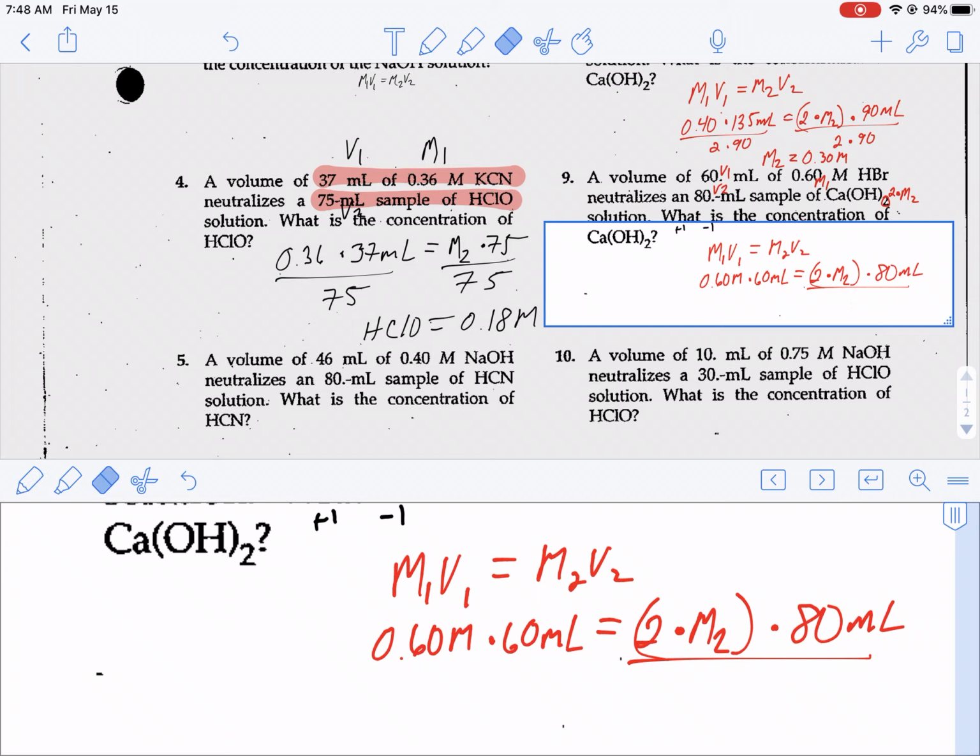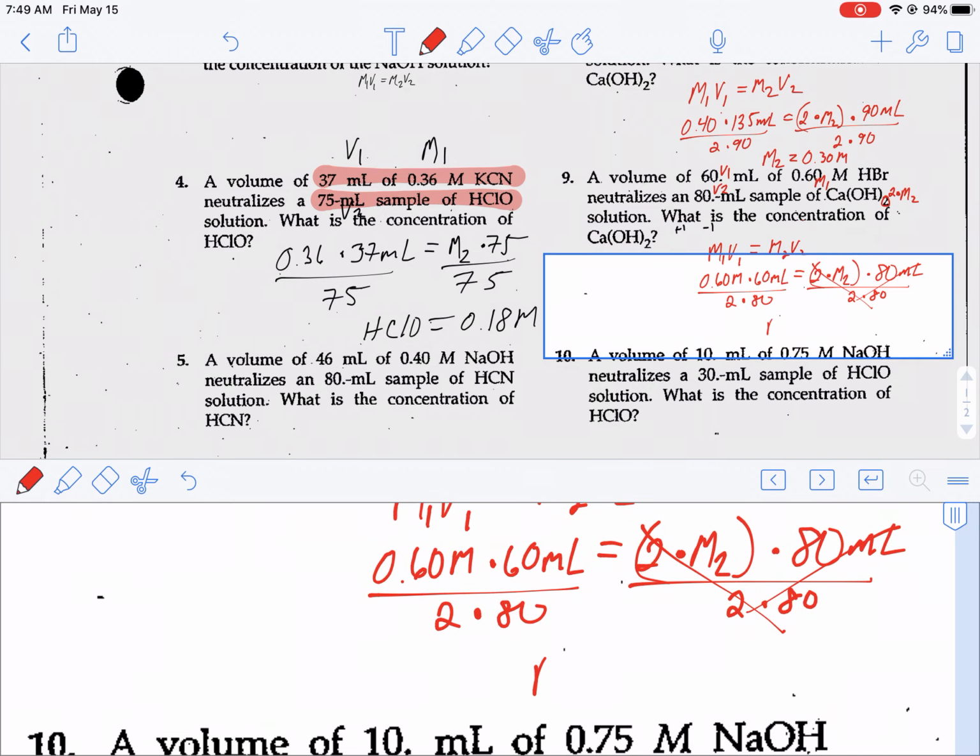It's horrible times. 2 times 80, divided by 2 times 80. And then I'm going to divide that over. They cancel out, and I'm going to get a new M2 of 0.22 for CaOH2.